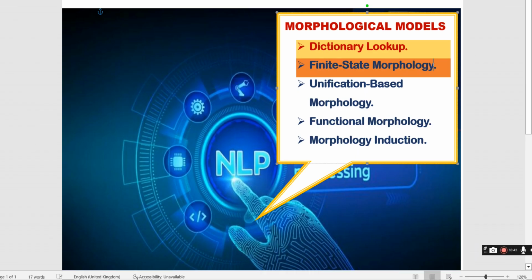So next, unification-based morphology. We will discuss unification-based morphology, functional morphology, and morphology induction in the next video.